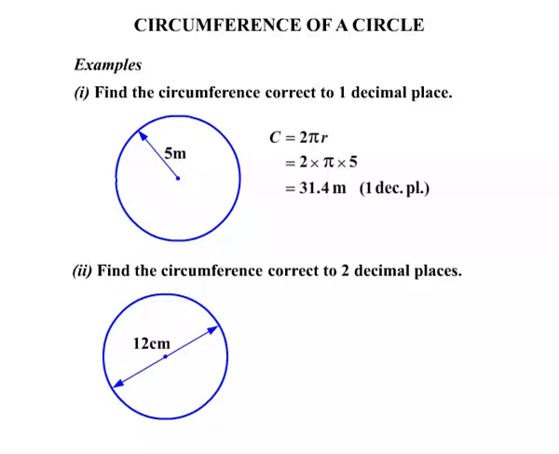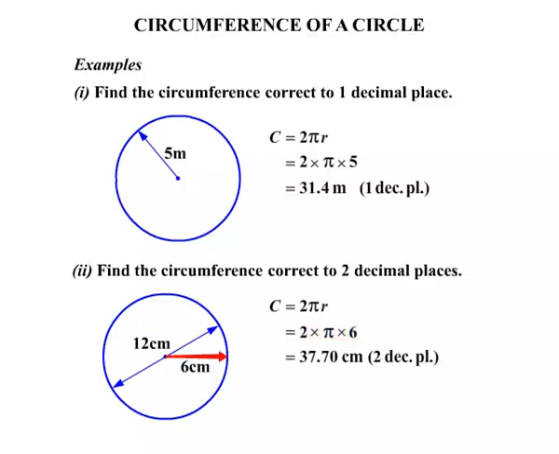Our second example, we need to find the circumference, this time correct to 2 decimal places. Well, again, we start with the formula c equals 2 pi r, but you can see that 12 centimeters is the diameter. We're given the diameter, so what we need to do is find the radius, which is simply half the length. So we have the diameter there, and we get 6 centimeters. So the 2 pi r, where our radius is 6, we write 2 times pi times 6, and using the calculator again, we calculate it to be 37.70 centimeters, and it's rounded off to 2 decimal places.